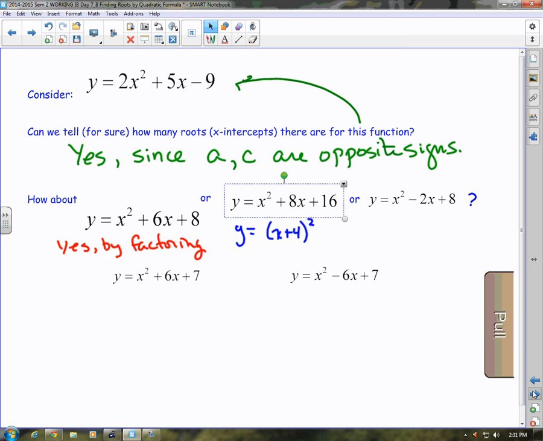All right, what about this third one here? Y equals x squared minus 2x plus 8. Thumbs up, absolutely, and they're either 1 or 2. Thumbs sideways, or thumbs down: I know for sure there aren't any. The last one there on the right-hand side, y equals x squared minus 2x plus 8. Thumbs up, thumbs sideways, thumbs down.